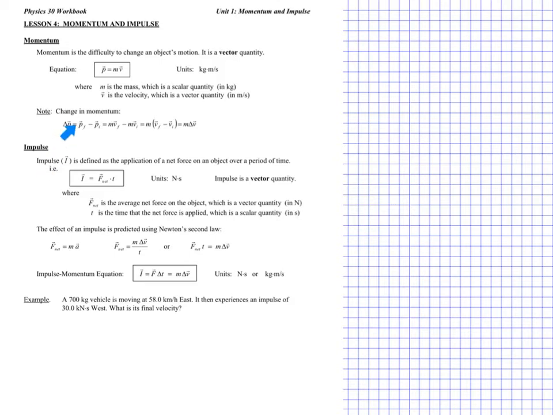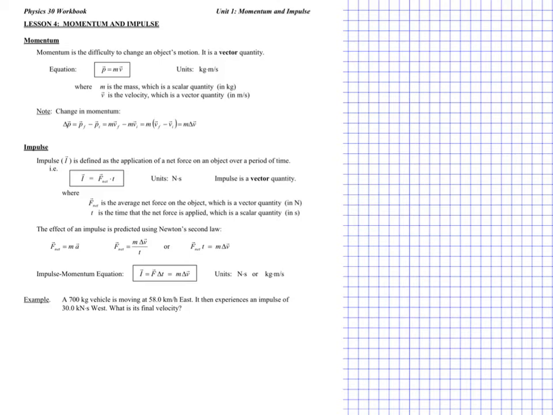We have this change in momentum concept. This is going to be important as we introduce the idea of impulse. And as a result, we have the impulse momentum equation, which is force multiplied by a change in time. And that could also be mass multiplied by this change in velocity. The units are interchangeable. We have Newton seconds or kilogram meters per second. All of that we will be doing a lot more work on in class.